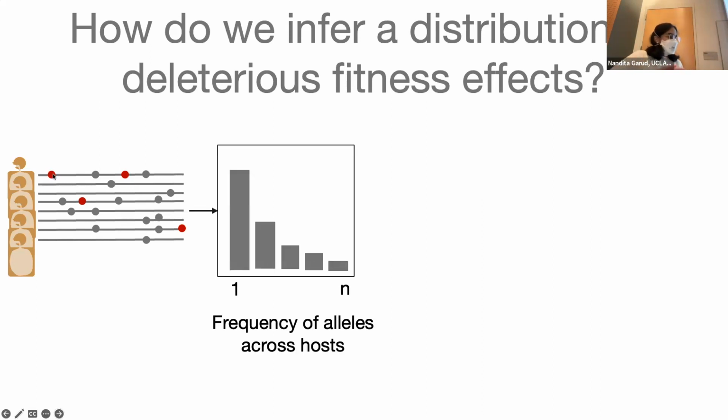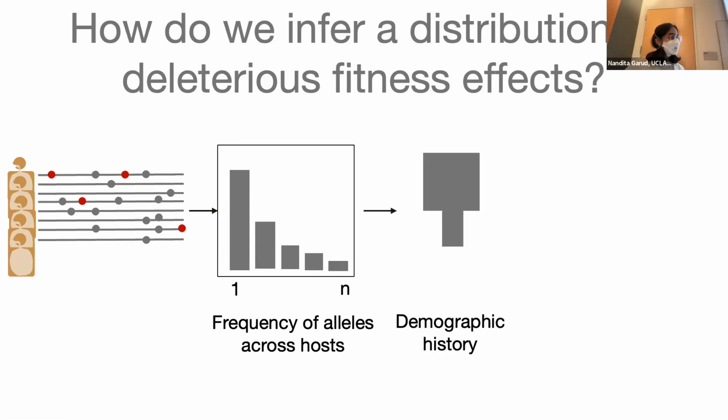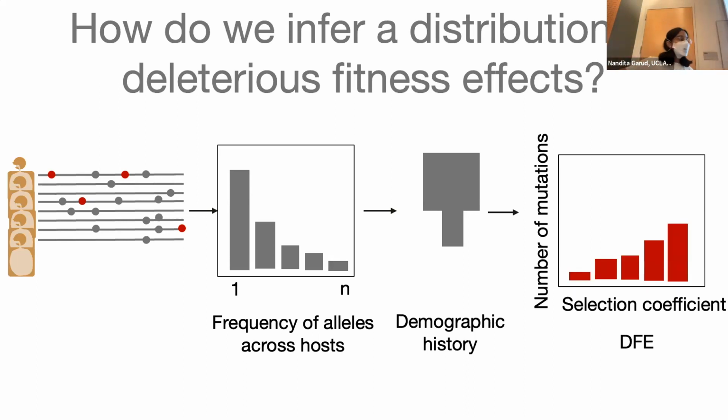Well, in a nutshell, we take a summarizing statistic of the data called a site frequency spectrum. It's a distribution of allele frequencies across hosts. And we're looking at this across the whole population of hosts, not within hosts. We need to actually infer a demographic history of these microbes, which is an added really awesome bonus, and truthfully was what drove this project to begin with. And then we can finally infer this distribution. How many mutations are really bad and how many are benign?